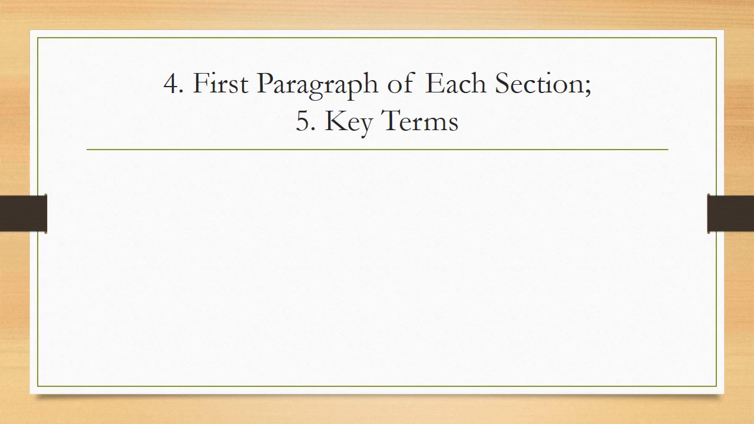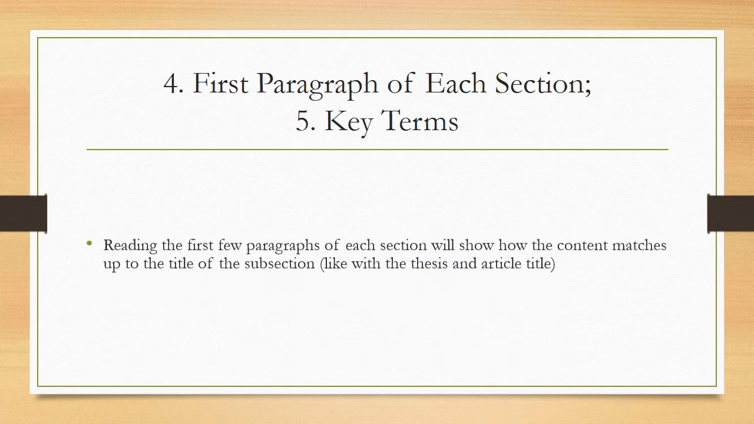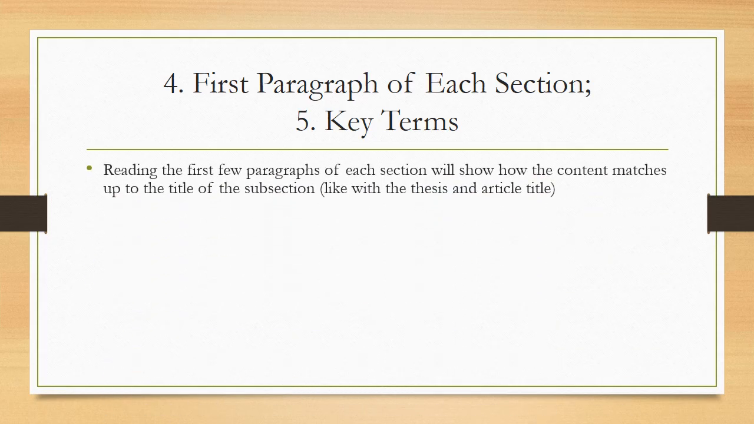A few more things. Remember, we said you should also read the first paragraph or few paragraphs of each subsection, though you don't need to read the article in its entirety. And if you do that here, you'll see that each paragraph matches up. You read just a paragraph or 2 into each subsection, and the title clearly tells us what it's about. There's a clear connection there, just like the thesis matched up to the title.